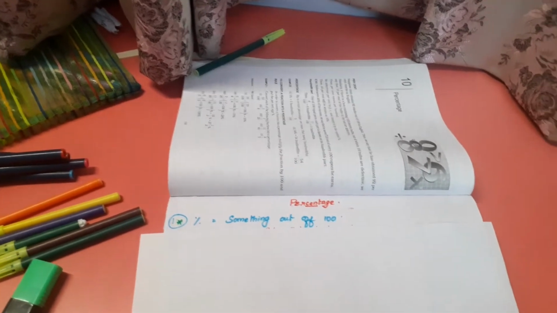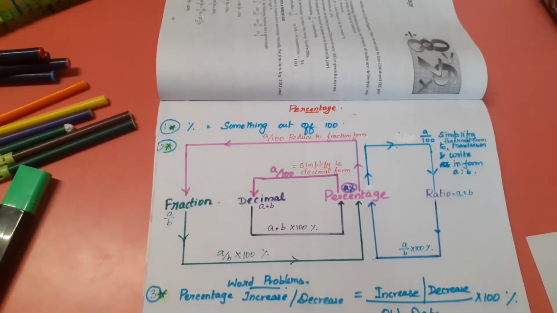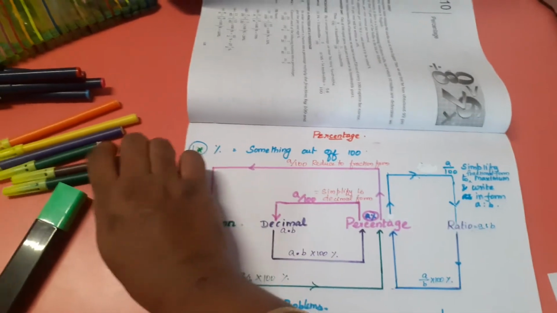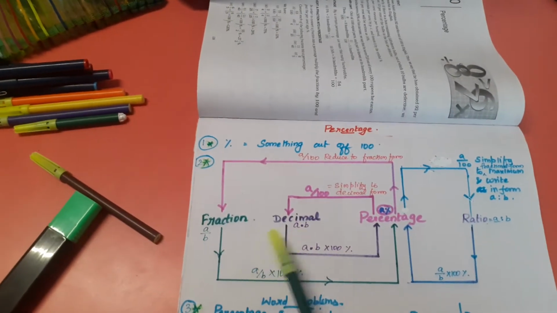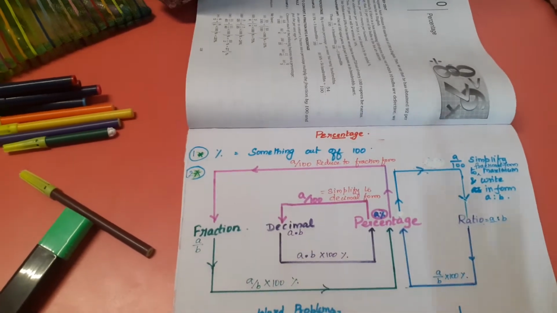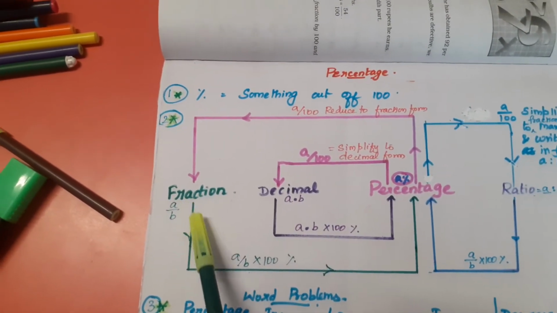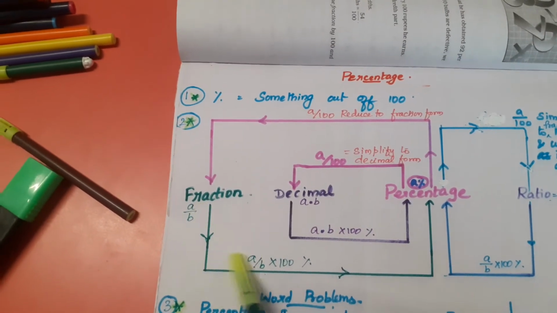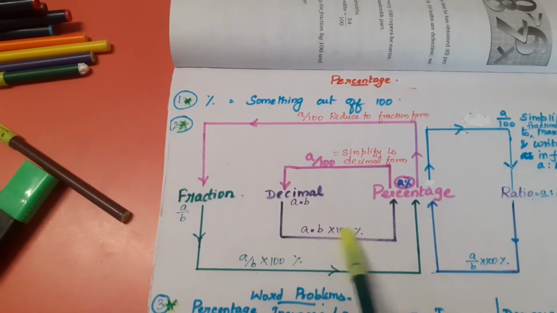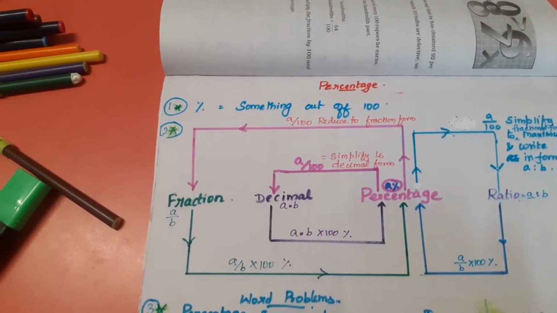So I have made it as a mind map to remember. Four concepts: fraction, decimal, percentage and ratio. Conversion between them comprises the entire first chapter. So we need problems like convert fraction to percentage, or decimal to percentage, or ratio to a percentage. So how could it be done?